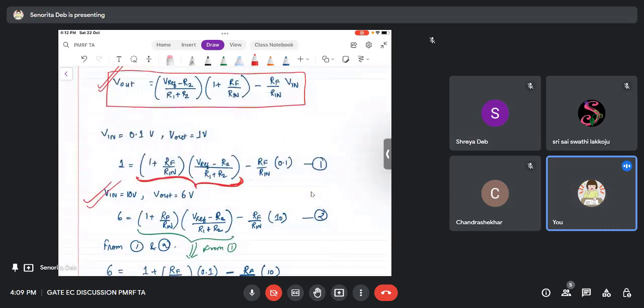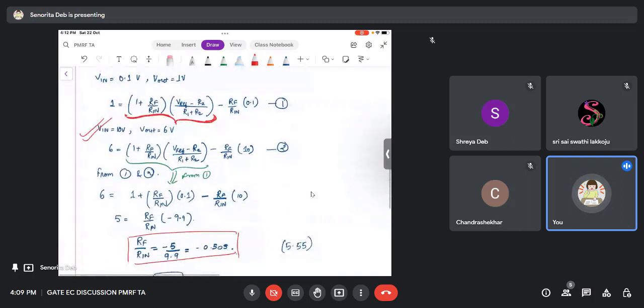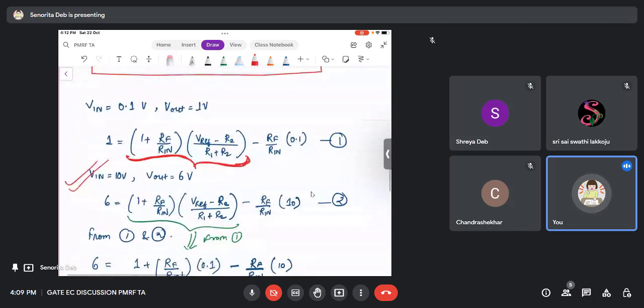Okay, so I hope you are able to follow and I am not very fast. So when you now try to solve both the equations, you will arrive at the value of Rf by Rn, which is asked in the question. The problem was very simple here, but the catch is how to solve it, right?